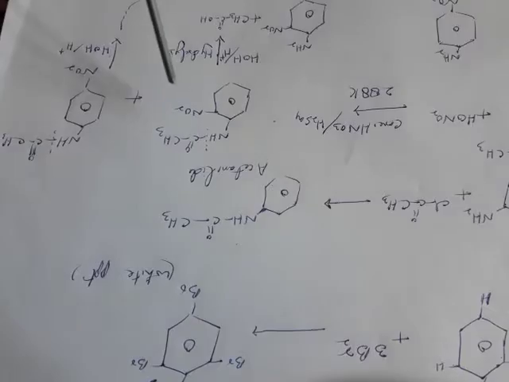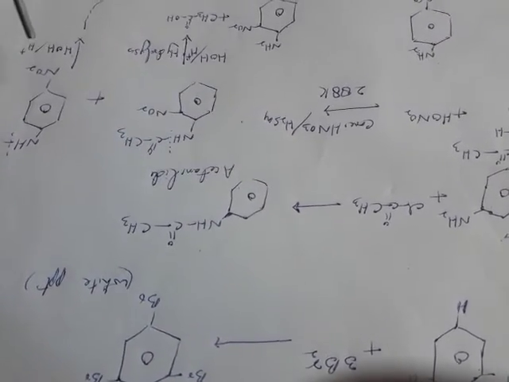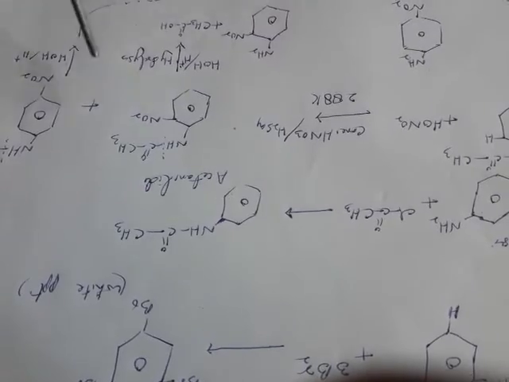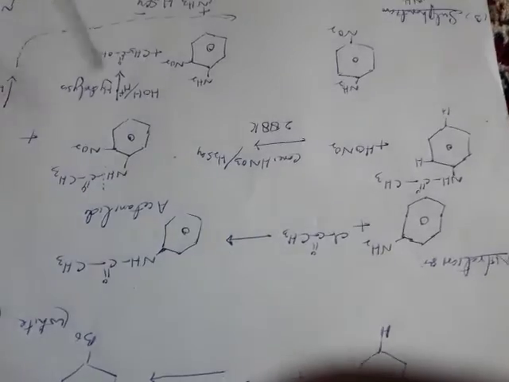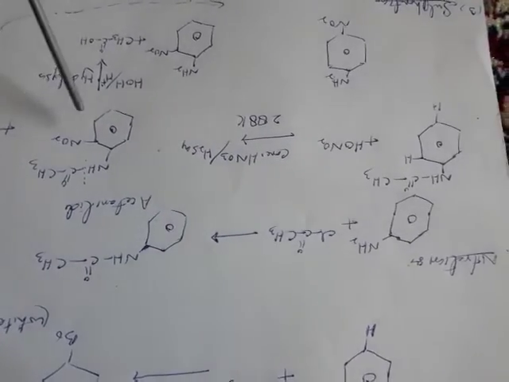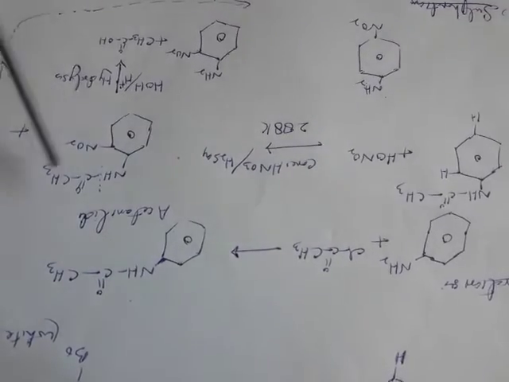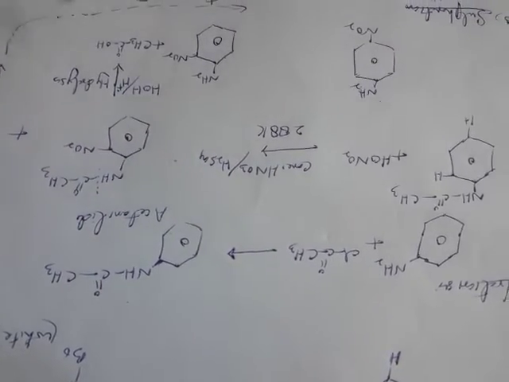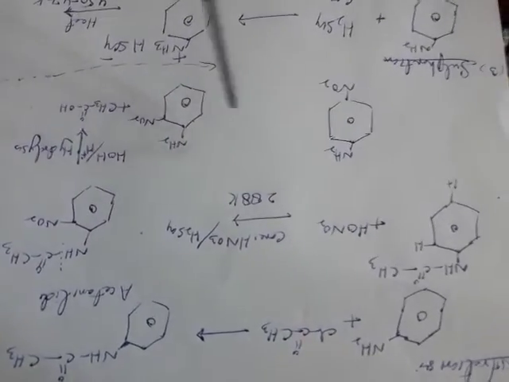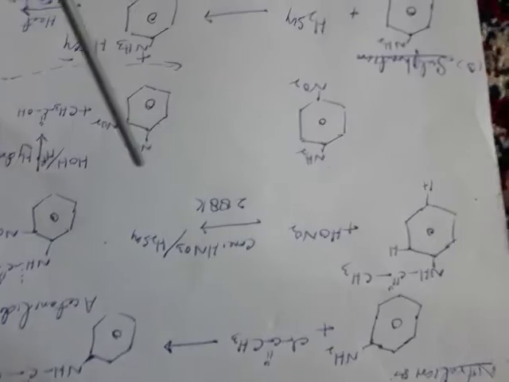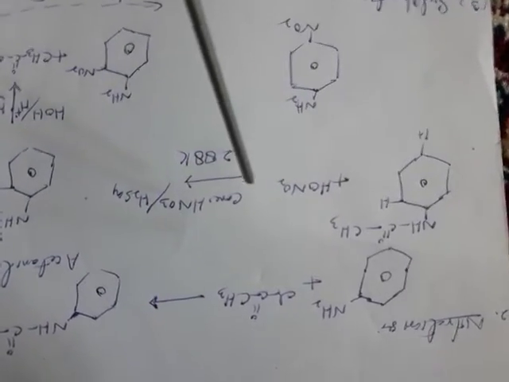The ortho nitroacetanilide and para nitroacetanilide are then hydrolyzed in acidic medium to give the corresponding o-nitroaniline and p-nitroaniline, and two molecules of acetic acid are also formed in this reaction. So this is how nitration is carried out, and how the amine group in aniline can be protected.